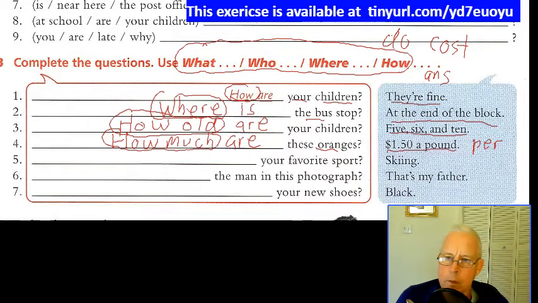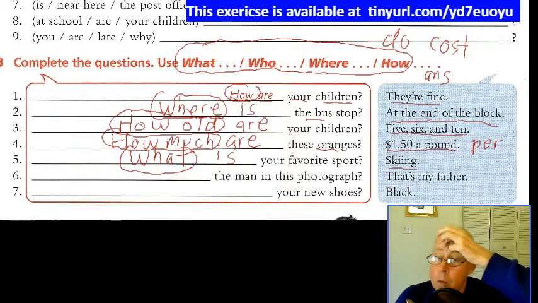Okay, number 5, the answer is skiing. Skiing. Notice the pronunciation, skiing. So that's asking, or the question that's asking for that information would be, what is your favorite sport? There's your WH. What is your favorite sport? Long answer, my favorite sport is skiing, or just skiing.